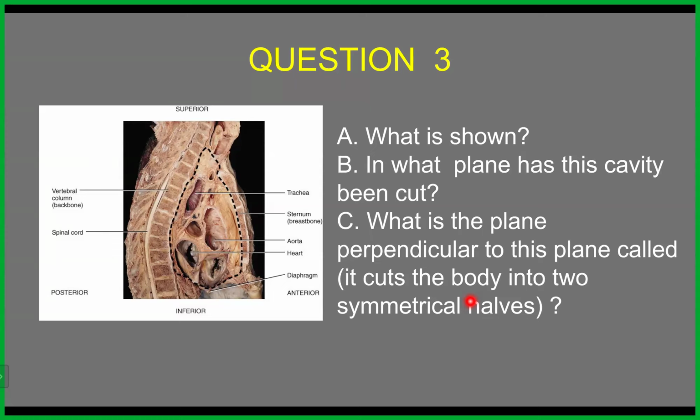There is no plane, technically speaking, that divides the body into two symmetrical halves, because even the sagittal plane does not, strictly speaking, divide the body into two symmetrical halves. You have organs on the right that are not on the left, and vice versa. So if you get one particular half, it's not really identical to the other one. So this is question 3. And so what is shown is a section of the thoracic cavity, of the thorax.